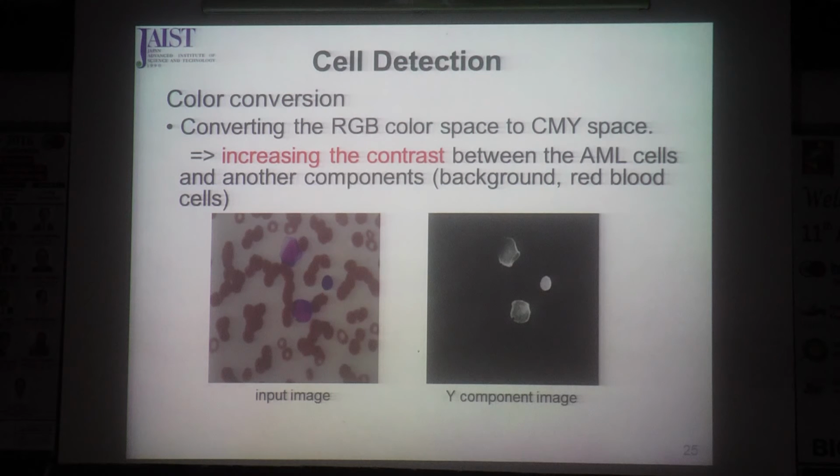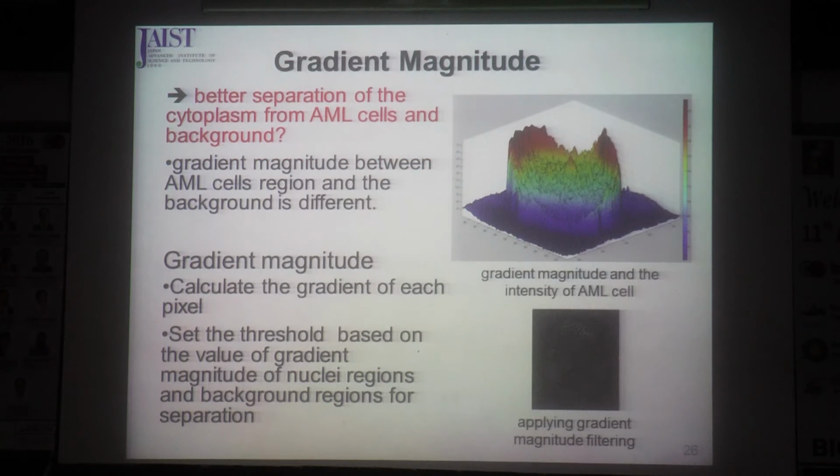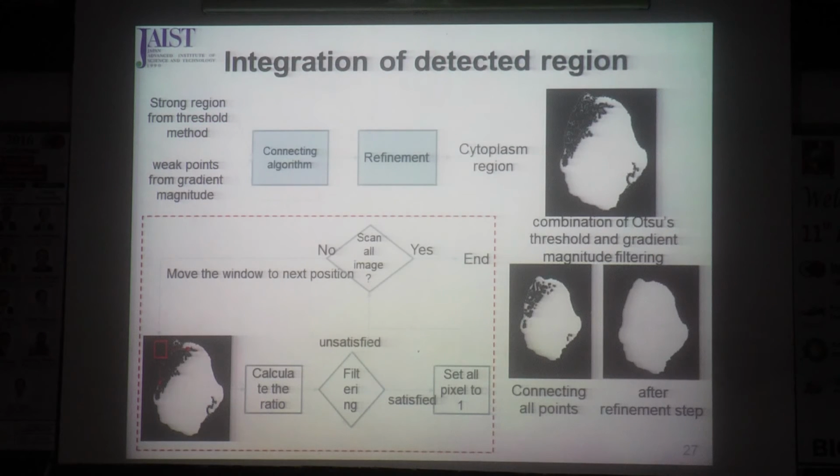And after that, we can take a gradient magnitude. Well, that is a little bit complicated story, but simply speaking, it is to try to test the intensity of the luminance to detect the area of white blood cells.